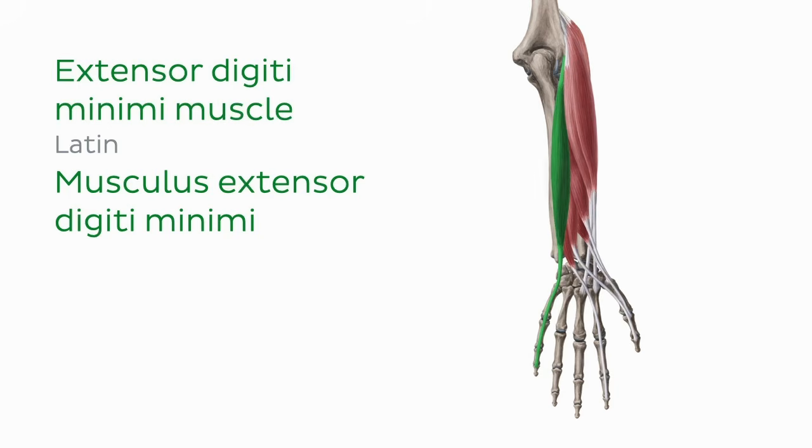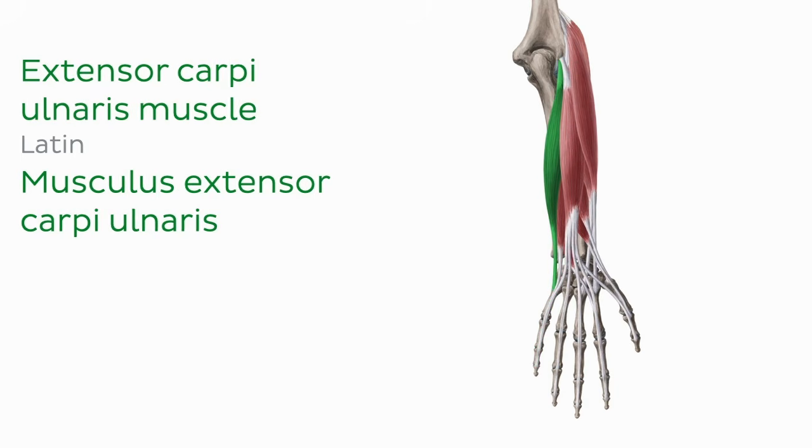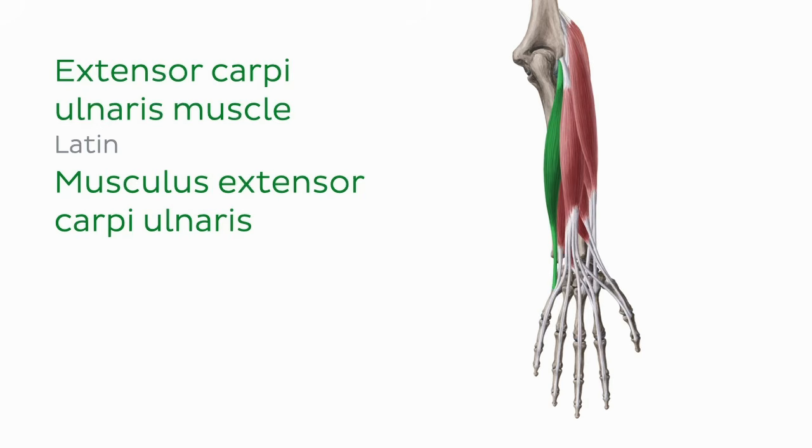The last muscle of the superficial compartment is the extensor carpi ulnaris muscle. Much like the extensor carpi radialis longus muscle, the name of this muscle also gives us a vague idea of where it is headed.